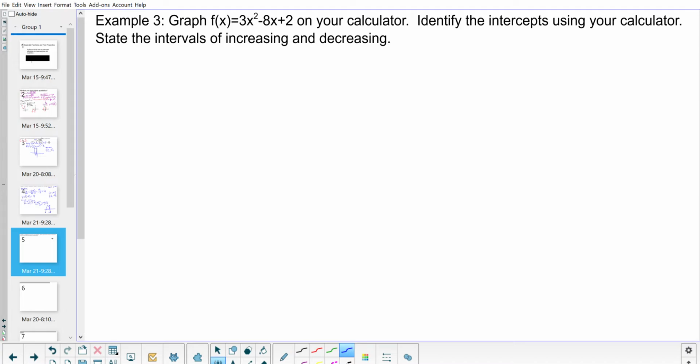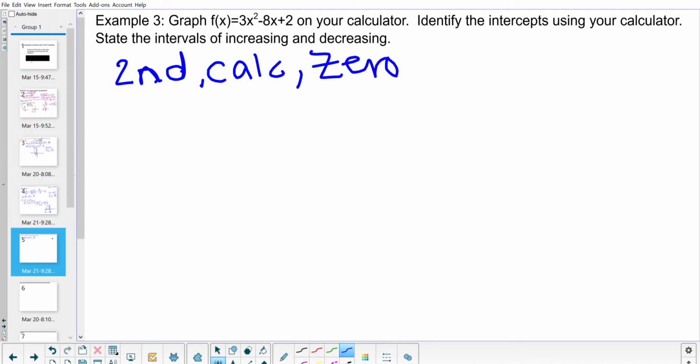Okay, so we've done this a lot to find maxes and mins. You hit second, and then you hit calculate. Okay, and when we do that, we always picked max and min is what we were doing. I want you to try something new. This time I want you to hit 0. Okay, and when you hit 0, you are finding the x-intercept.